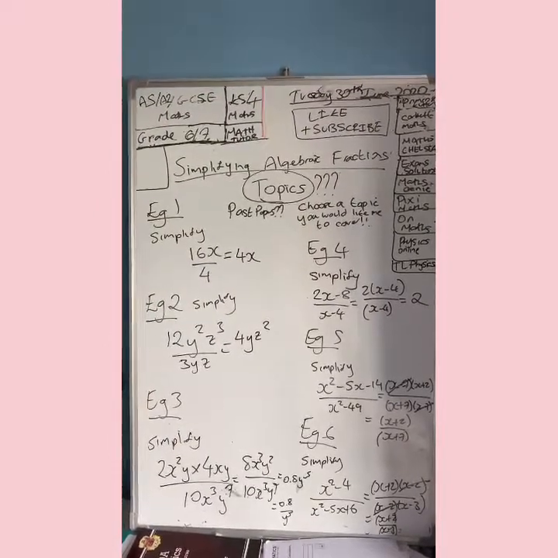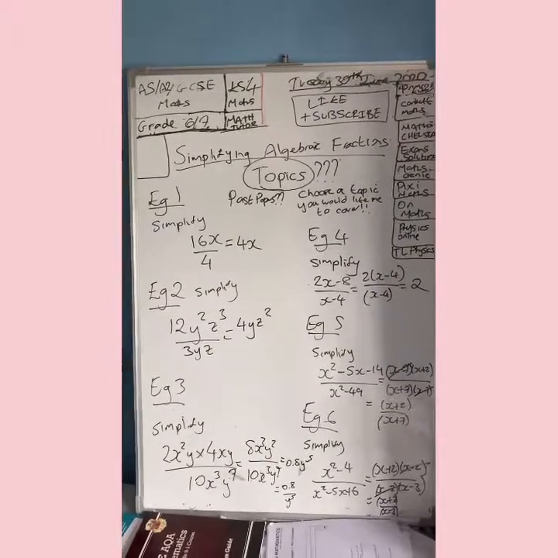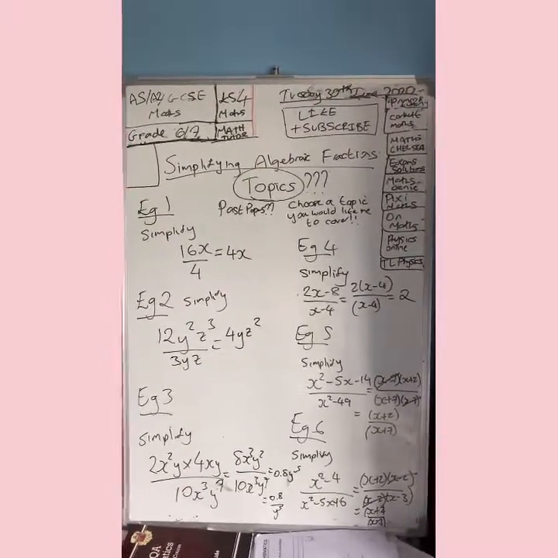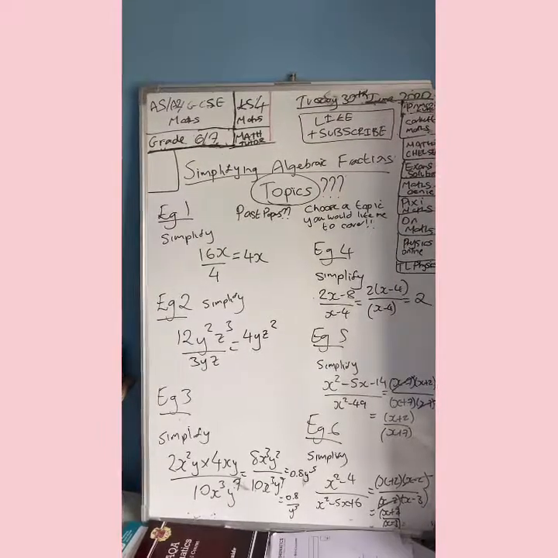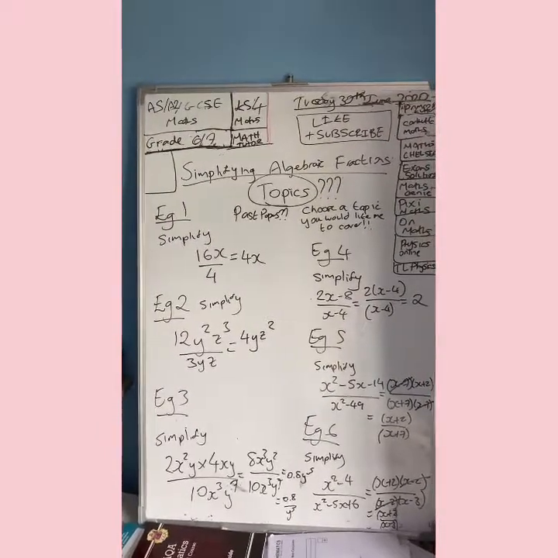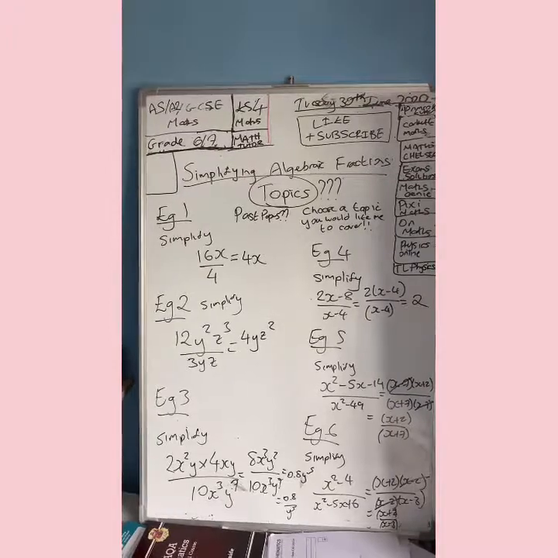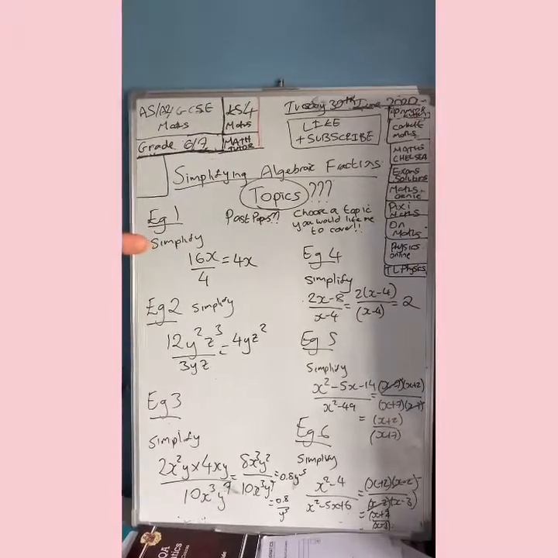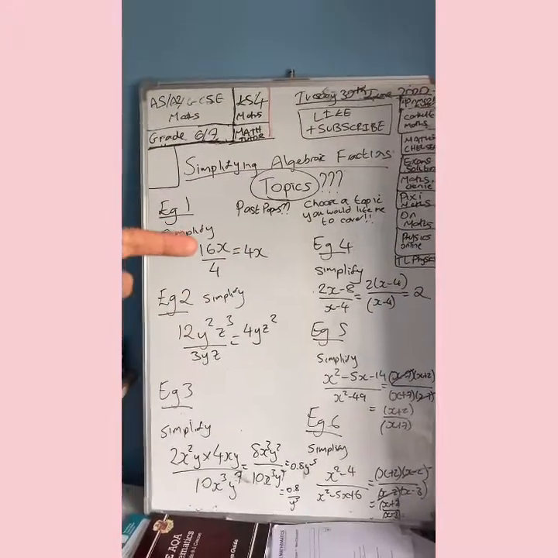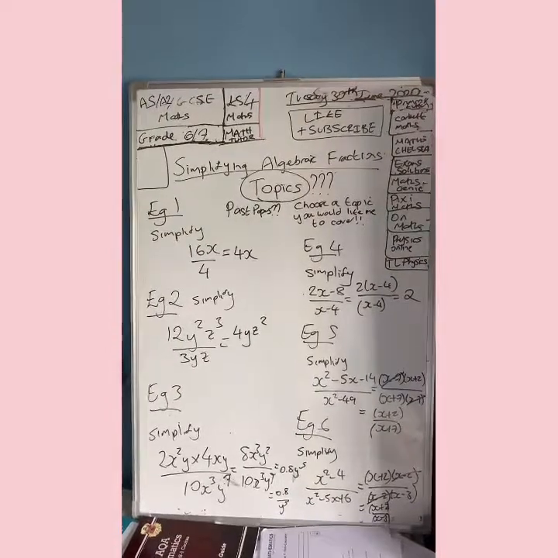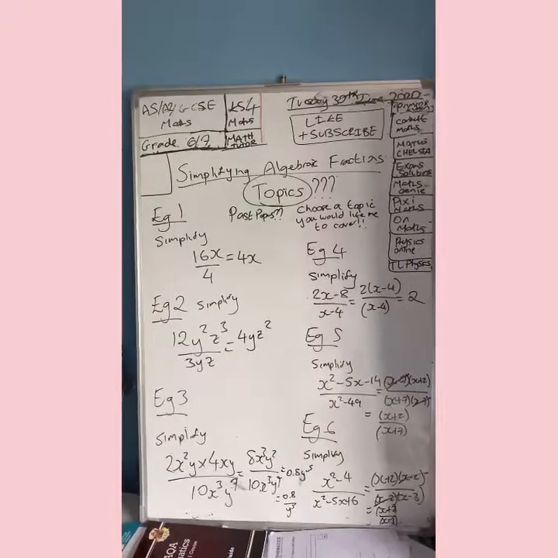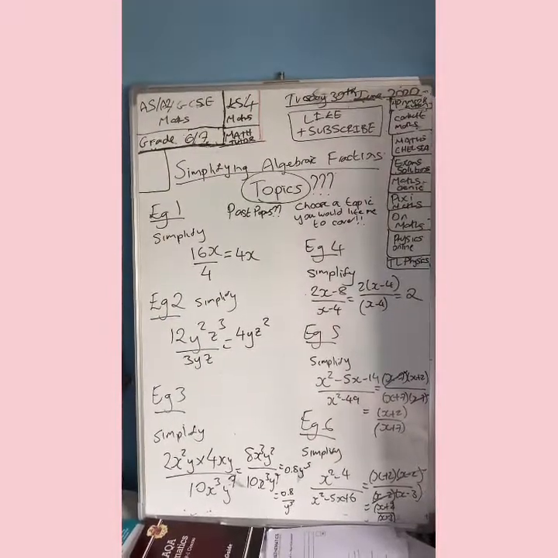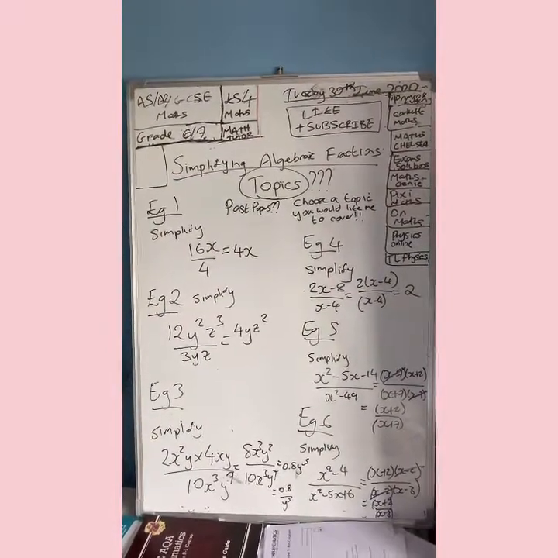Right, guys, so simplifying algebraic fractions. We are going to look at six examples for today's lesson. Example one: simplify 16x divided by 4. What I'm going to do is divide the numbers. So 16 divided by 4 is going to be 4, and then I keep the x, because the letters can't actually be cancelled. The answer will be 4x, guys.